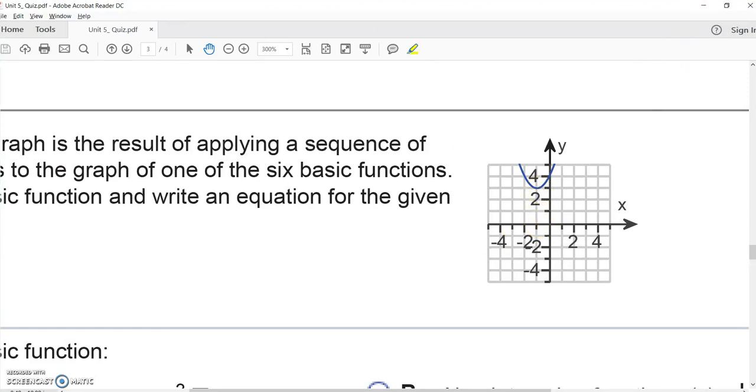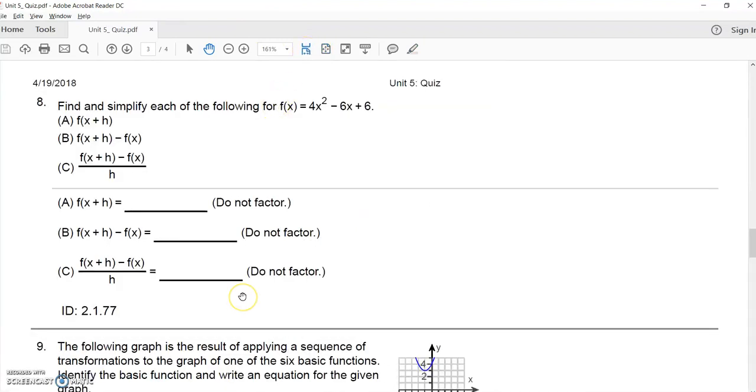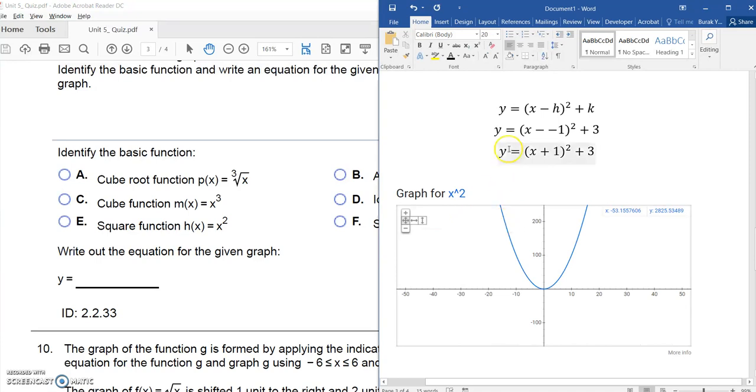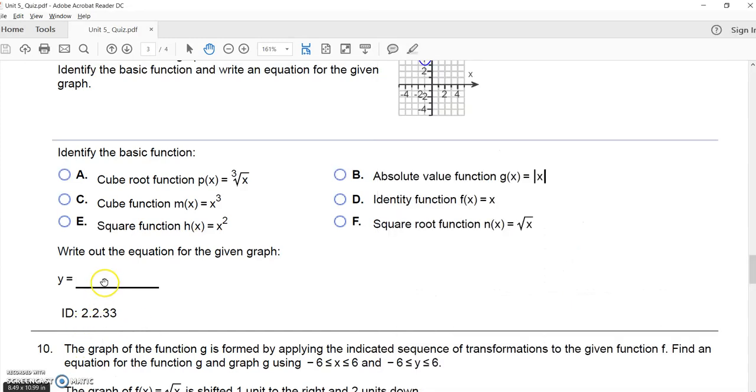So when you shift this 1 unit left and 3 units up, h is negative 1 because it's 1 unit left, and 3 units up, k is positive 3. So now that you have x minus negative 1, that turns x plus 1 squared, and then plus 3. So the equation of the graph would be this: y equals (x plus 1) squared plus 3. So that's number 9. So number 10 is the very last question we have.